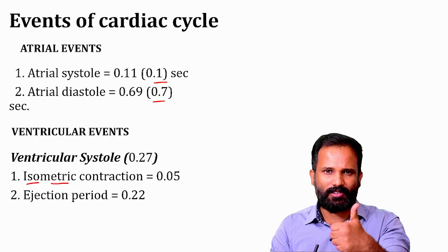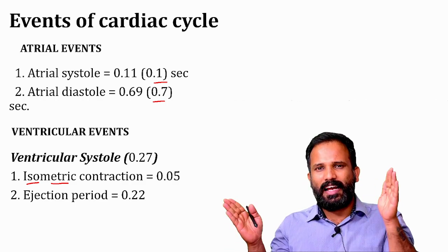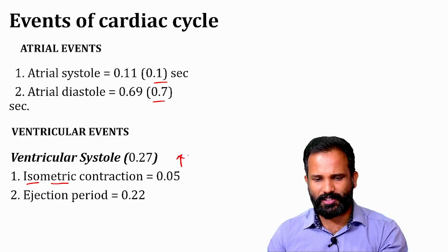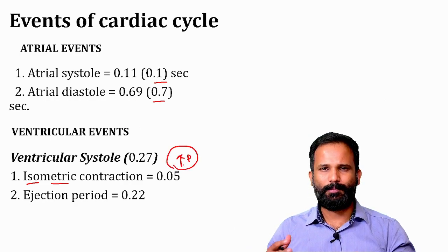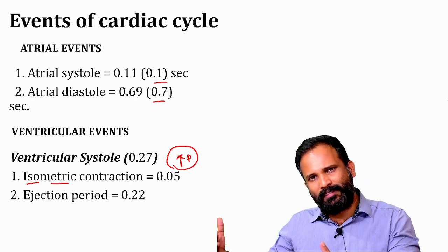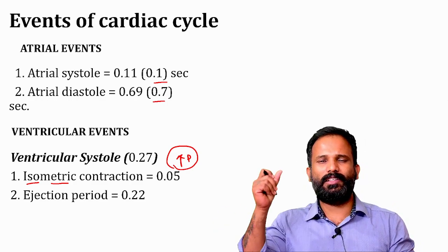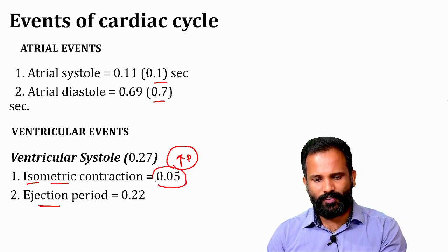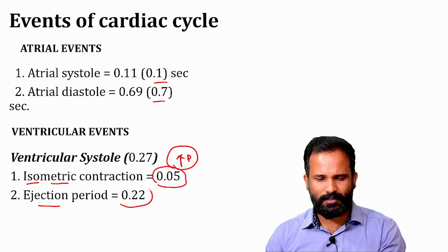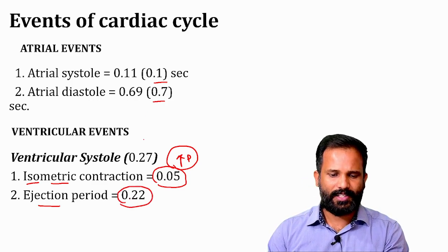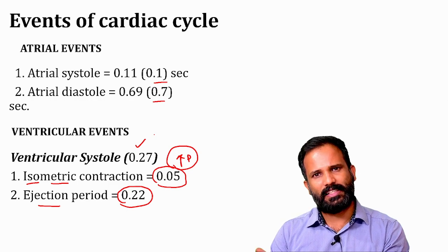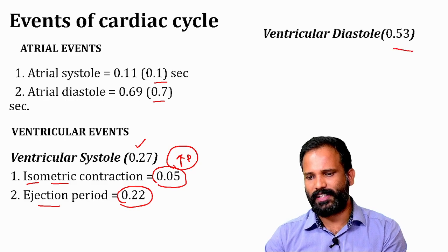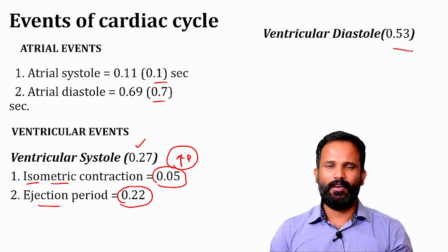That means AV valves are closed, semilunar valves are closed, and it is contracting in a closed chamber. The purpose is to increase the pressure tremendously. Once the pressure in the ventricle is more than the aorta, the blood simply ejects out. That is the ejection period. So 0.05 seconds is the isometric contraction, 0.22 seconds is the ejection period, and the total is 0.27 seconds. Then ventricular diastole, which is around 0.5 seconds, has phases.